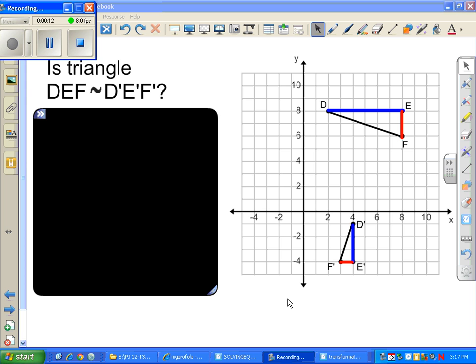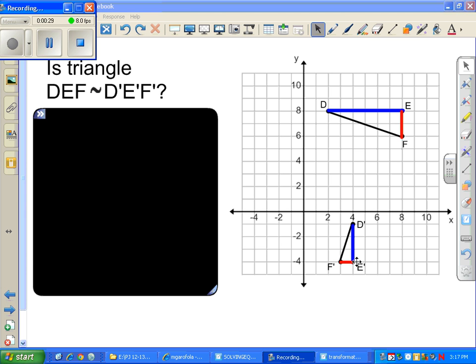In this episode, we're looking at your packet titled Proving Similarity Using Dilations and Scale Factors. We're looking at number 8, or example 8, which asks you, is triangle DEF similar to triangle D prime, E prime, F prime? And if it is, we're going to have to describe the transformations that occurred to cause this similarity.